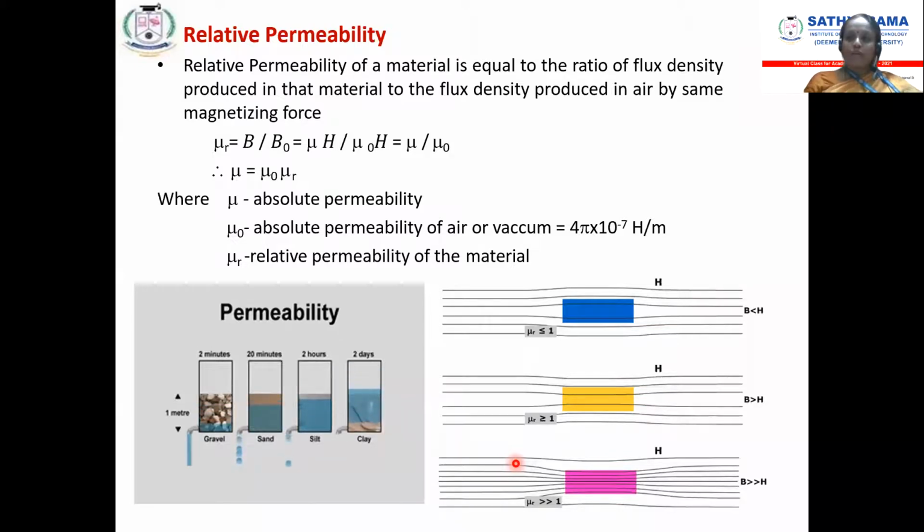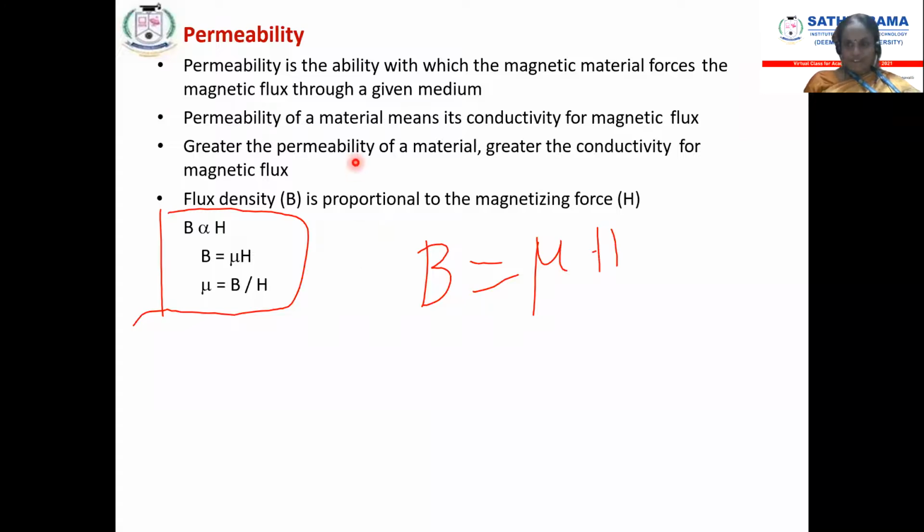So the relative permeability plays a role in choosing the electromagnet. I think you will understand this well. I think this is the best example, even given in Google, which I have taken from there. So they choose this type of material for electromagnets to create the magnetic field around them. Now I will go to the definition. Permeability is the ability of a magnetic material to pass the magnetic flux through the given medium. It is the ability. So that is permeability.